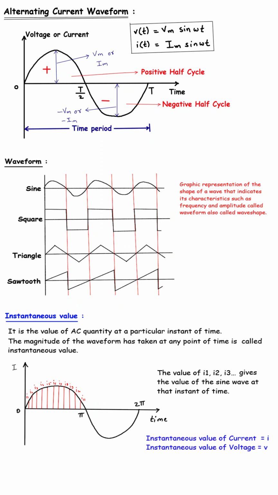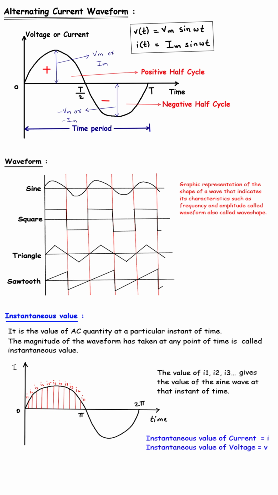The first half of the cycle is called the positive half cycle, and the second half is the negative half cycle. The mathematical expression for these waveforms is given as v(t) equals Vm sine omega t for voltage, and i(t) equals Im sine omega t for current, where omega represents the angular frequency.